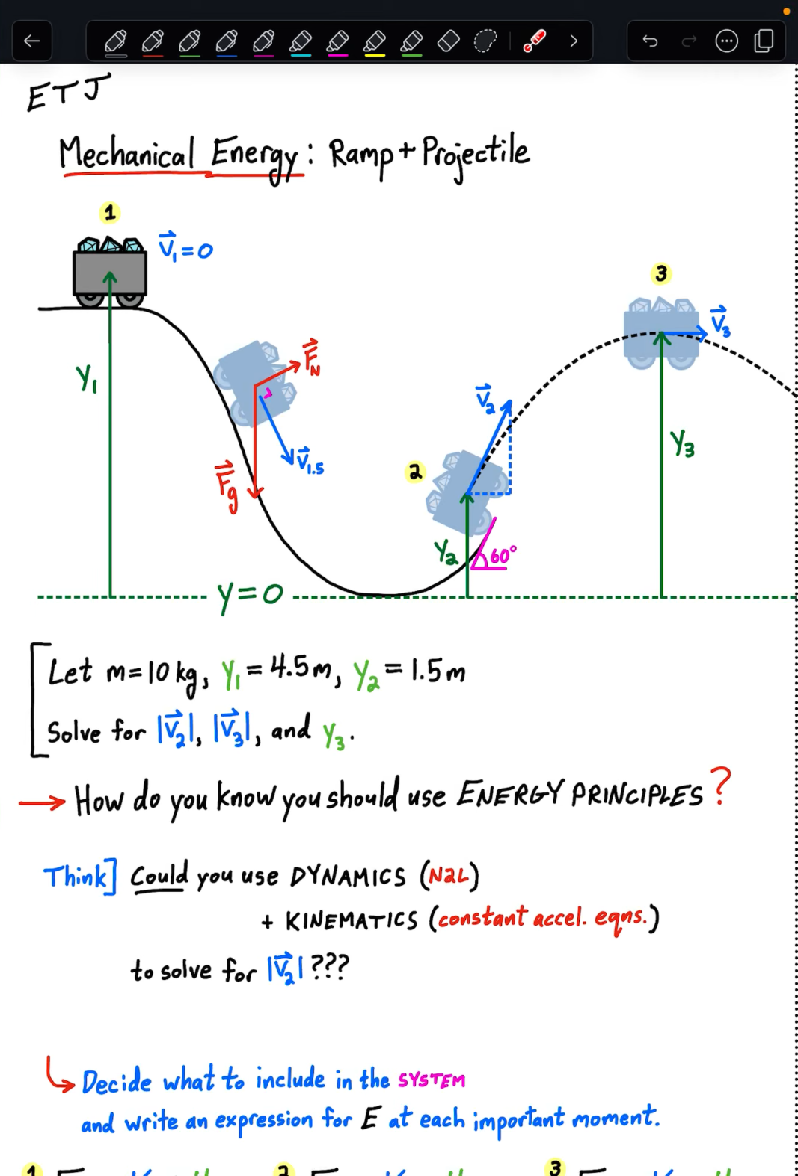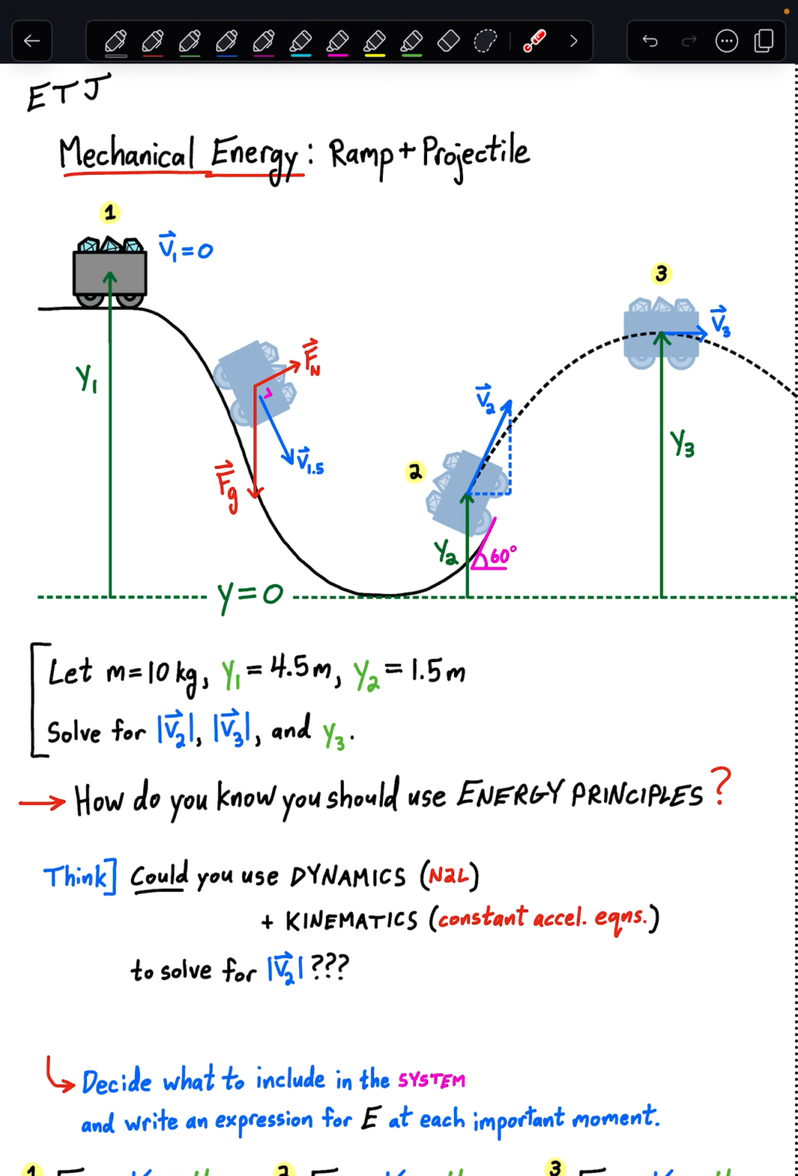This is a mechanical energy conservation scenario. We have a curved ramp that our cart is going to roll down. It starts at rest here at moment 1, just as it's about to begin moving. Here at moment 2, it loses contact with the ramp and launches, becoming a projectile. It's going to launch at a 60-degree angle there.